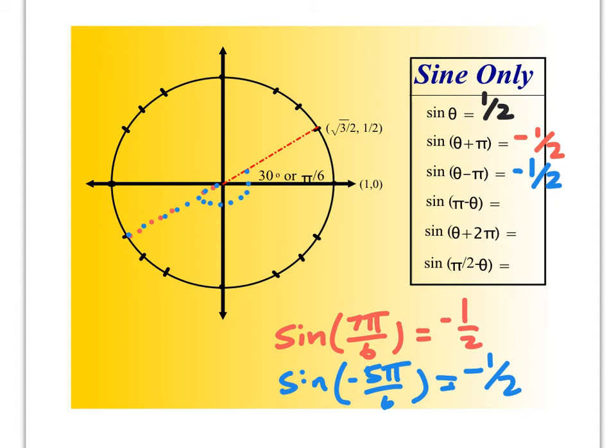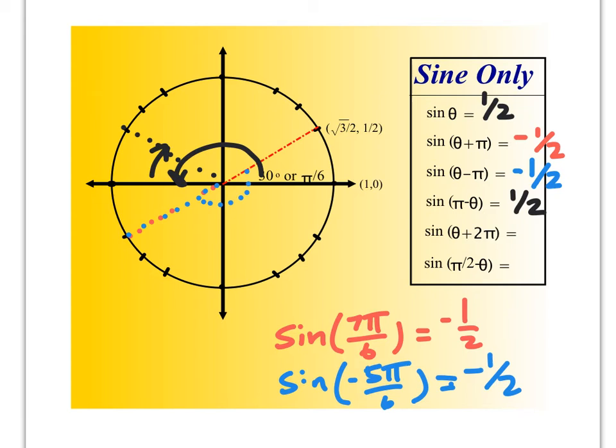Okay, so how about sine of pi minus theta? Well, go to pi and then subtract theta. So if I rotate to pi, and then I subtract theta, I'd end up there. The sine is actually going to be the same there. So instead of sine of pi over 6, I'd have sine of 5 pi over 6.